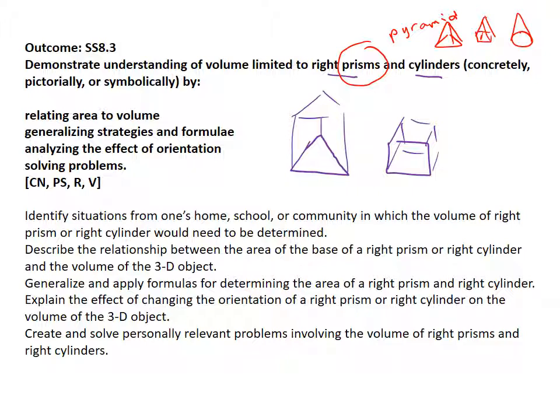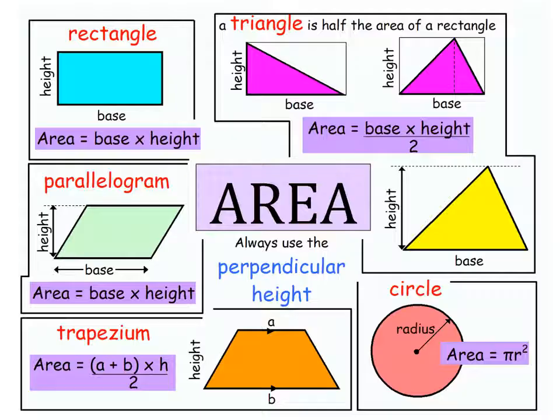Prisms do not have pointy tops. Prisms are the same on the top as they are on the bottom. Okay, and they are always connected by rectangles. All right, let's get started.